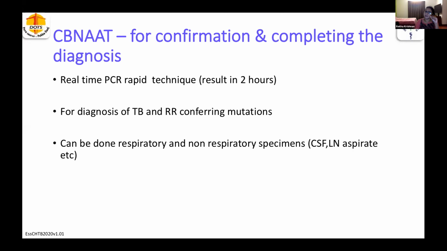And what is the importance? Why should you understand whether the patient is resistant to rifampicin or not? This is the change in the present tuberculosis diagnostic algorithm.